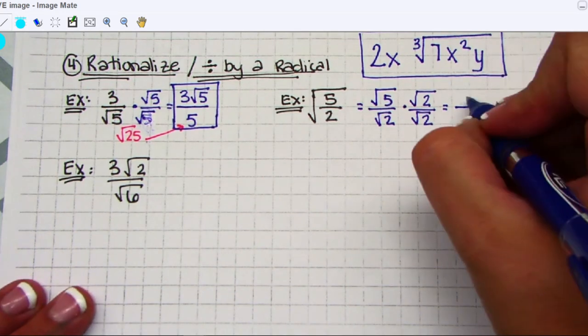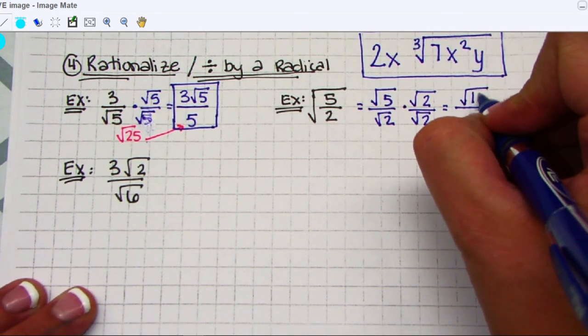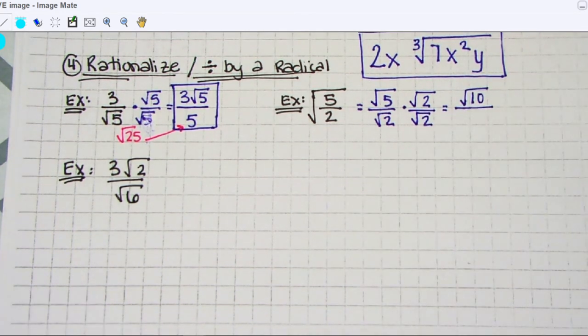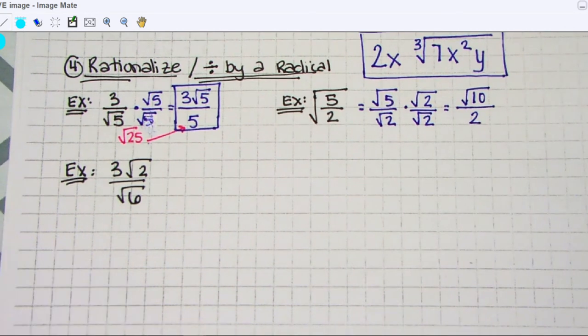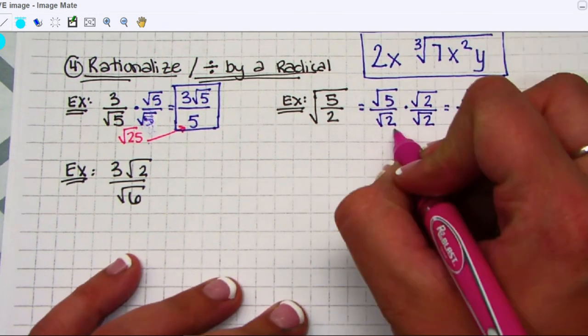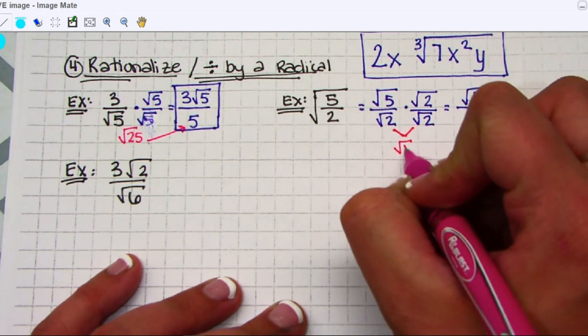Can't simplify the square root of 10. No perfect squares go in there. 4 and 9 definitely don't go into 10. What's on the bottom? 2. Remember, the part we don't show is the little mental math part where we do square root of 2 times square root of 2 is the square root of 4. The square root of 4 is 2.